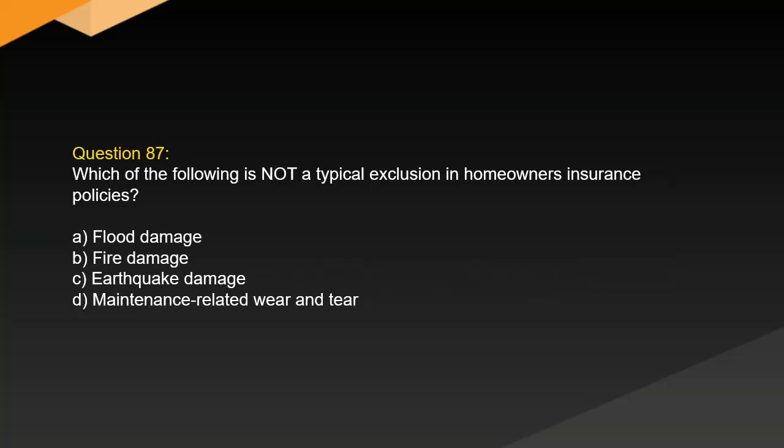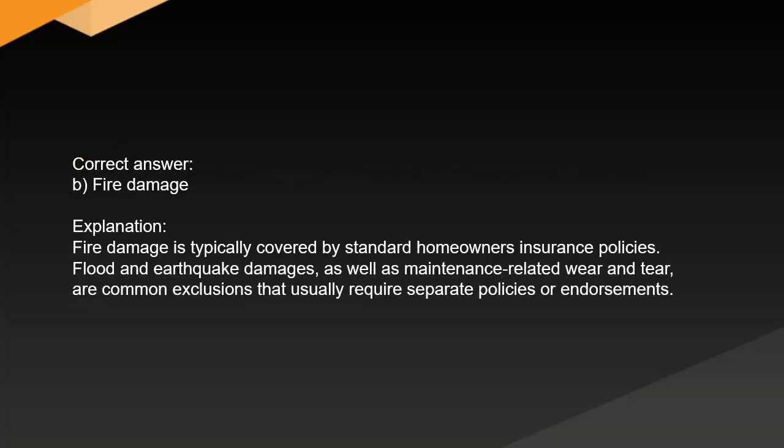Question 87. Which of the following is an atypical exclusion in homeowners insurance policies? A. Flood damage. B. Fire damage. C. Earthquake damage. D. Maintenance-related wear and tear. Correct answer. B. Fire damage.